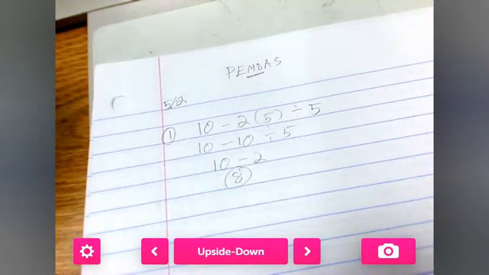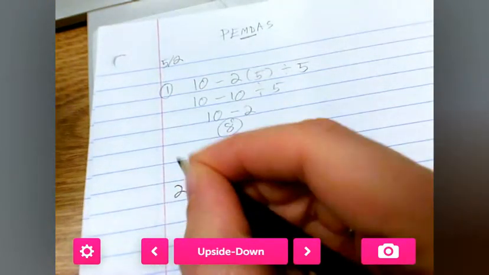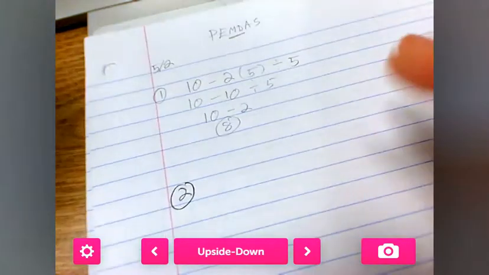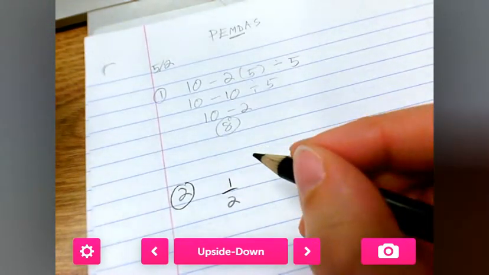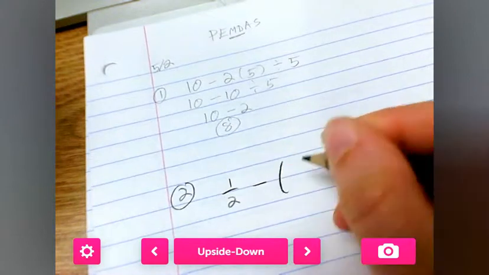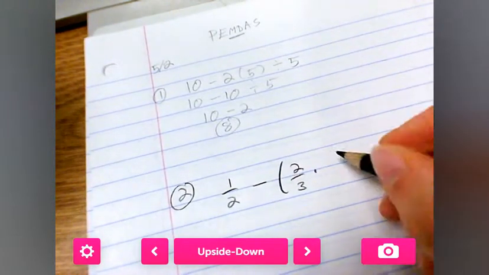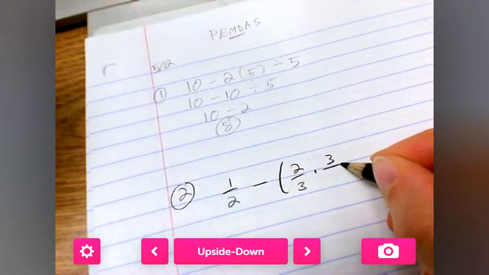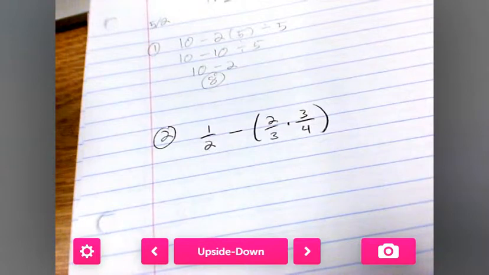Okay, so I'm gonna do another one like this, except I'm gonna put some fractions in here. Okay? So, let's do something like 1/2 minus parentheses 2/3 times 3/4, and we'll just leave it like that, like just a simpler one.